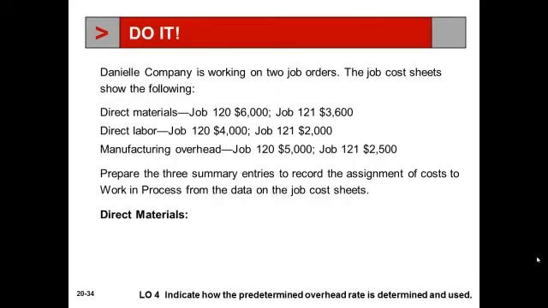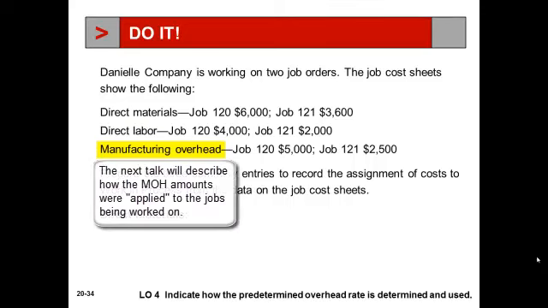Let's do an example. Danielle Company is working on 2 job orders simultaneously. The job cost sheets show the following. Direct materials to job 120, $6,000. Job 121, $3,600 for direct materials. Direct labor to job 120, $4,000. Job 121, $2,000. Manufacturing overhead, $5,000 to job 120 and $2,500 to job 121.